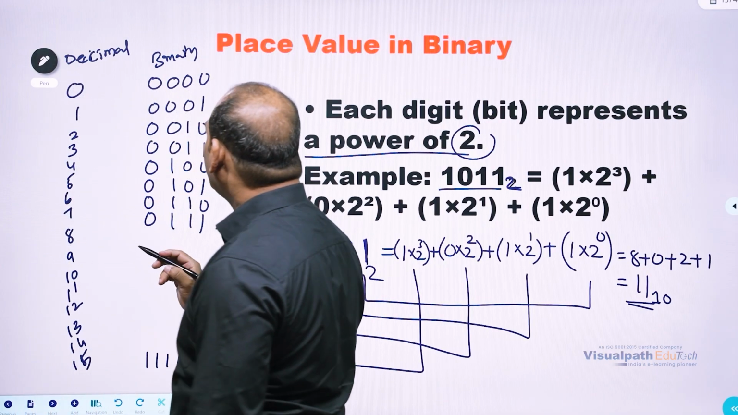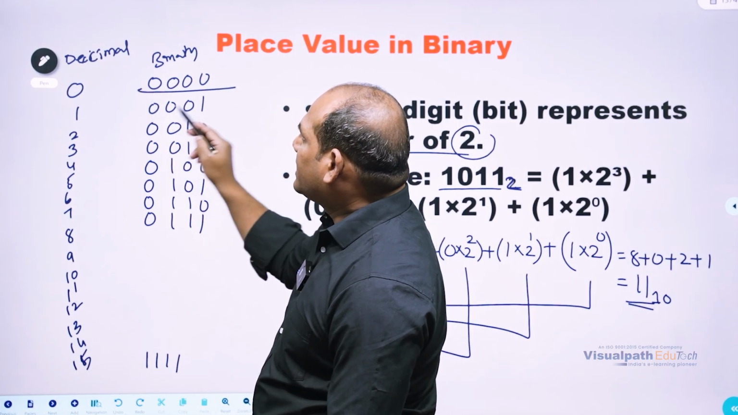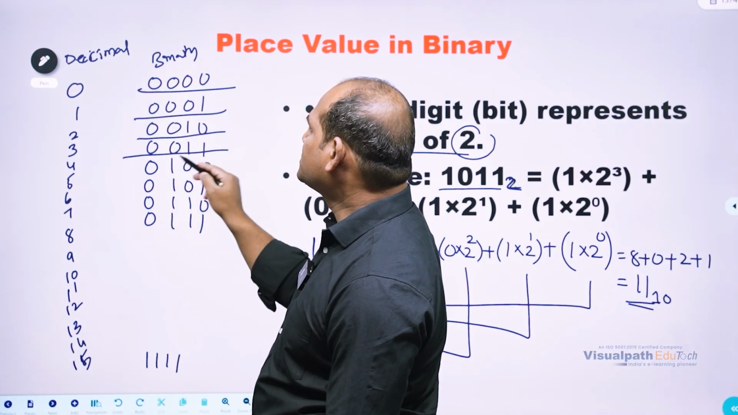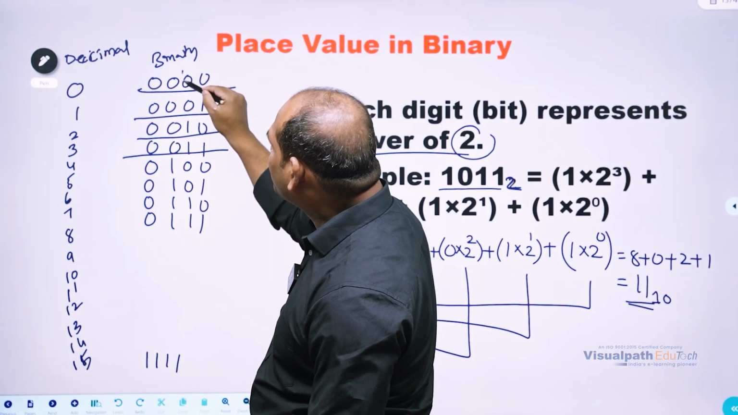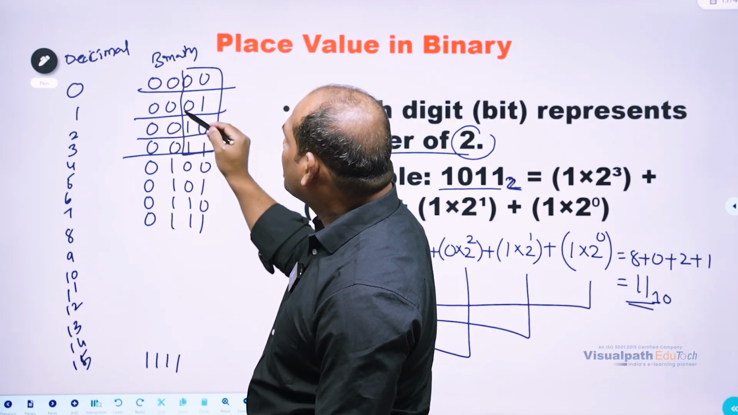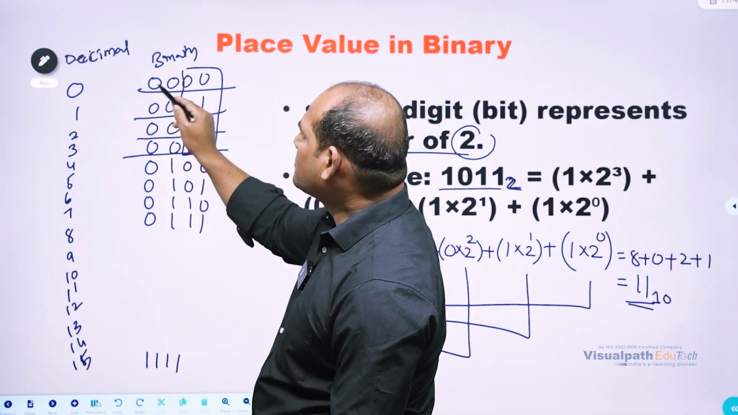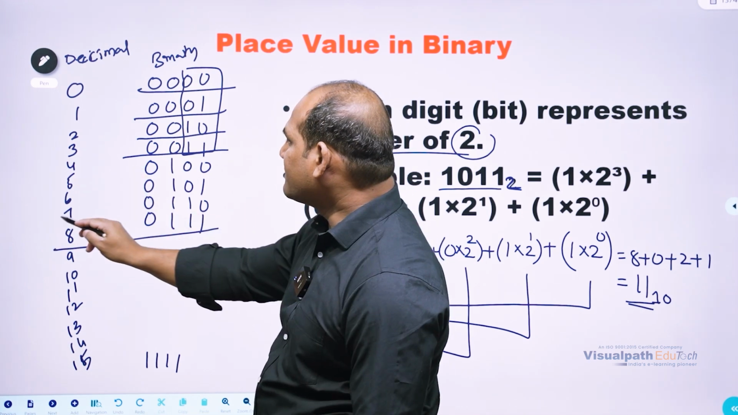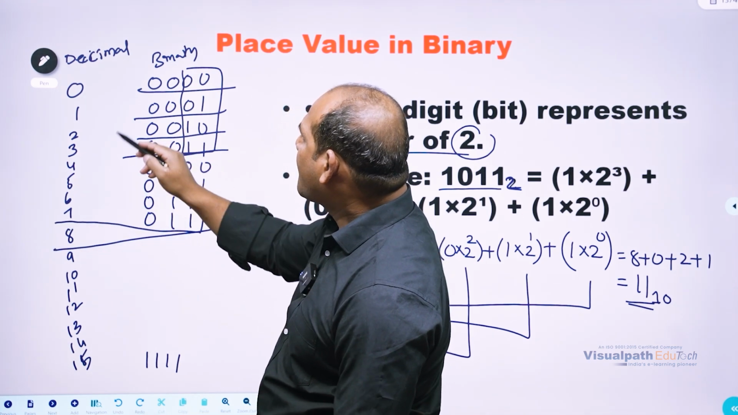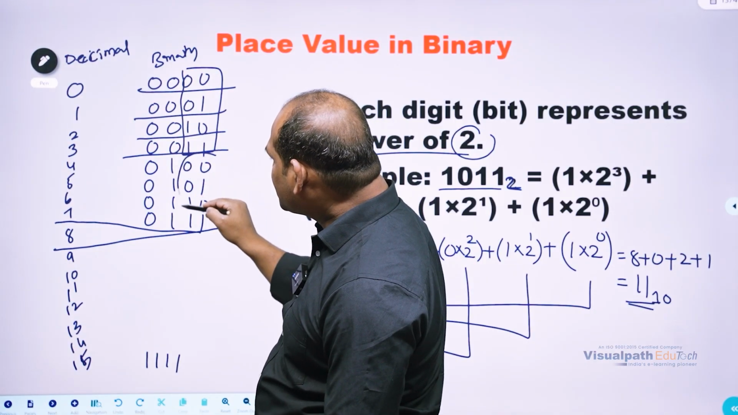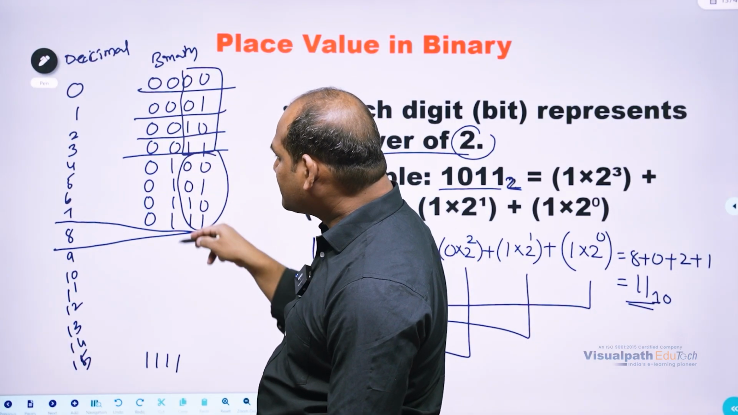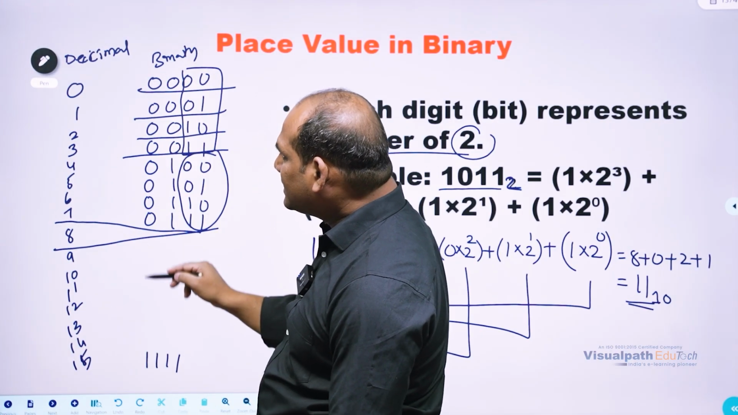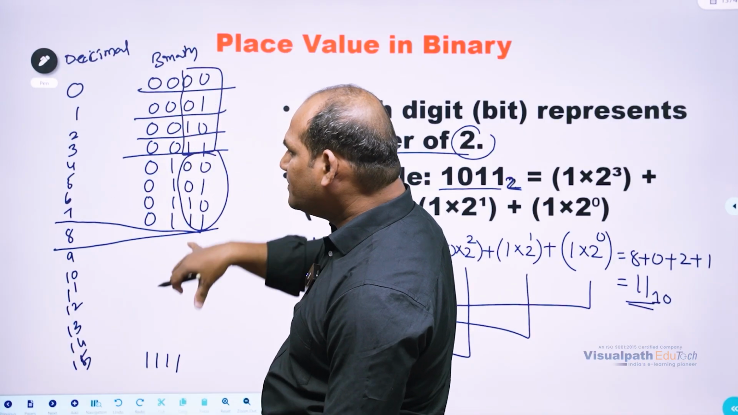Now see carefully: 0 means all zeros, 1 is 0001, 2 is 0010, 3 is 0011. Observe the last two bits: 00, 01, 10, 11. For this set of numbers, the left side has 00. Now for the next set, from 4 to 7, the same set is repeated, 00, 01, 10, 11, but the third bit is 1. Next, how many will there be? 8. These same 8 will be repeated here.